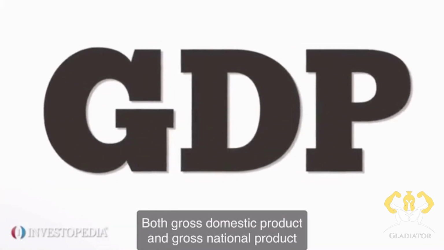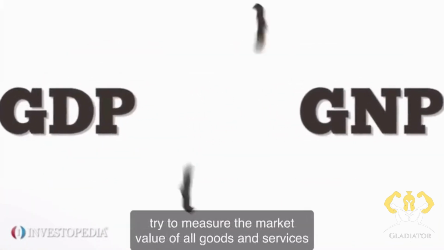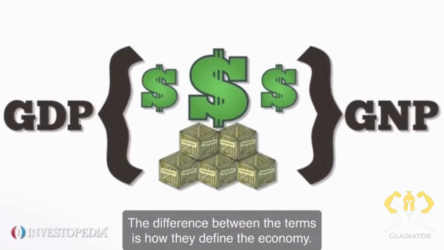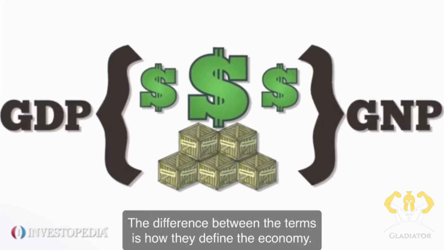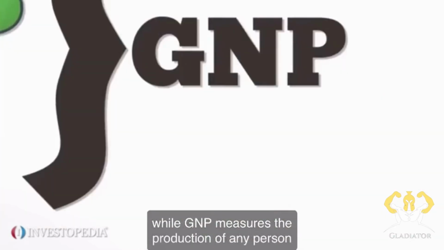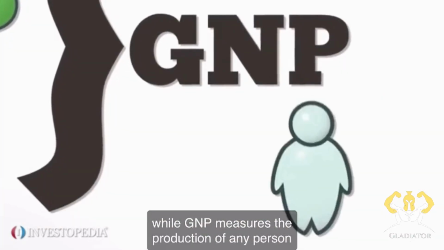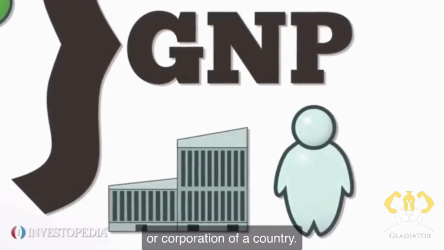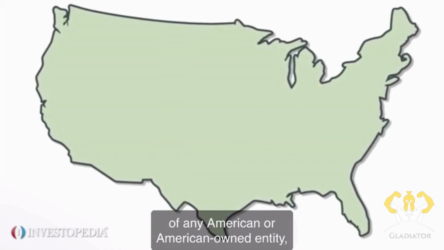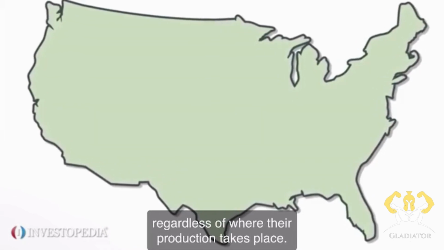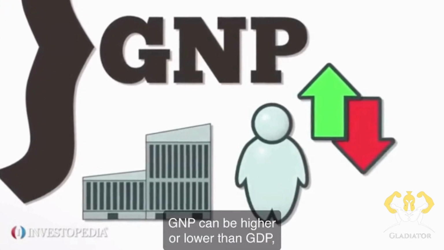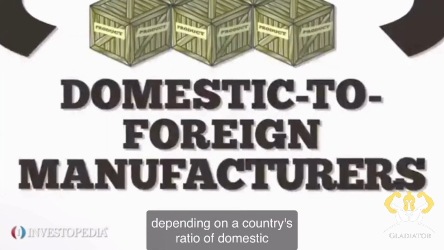Both gross domestic product and gross national product try to measure the market value of all goods and services an economy produces. The difference between the terms is how they define the economy. GDP refers to the domestic levels of production, while GNP measures the production of any person or corporation of a country. For example, the American GNP includes the production level of any American or American-owned entity, regardless of where their production takes place.